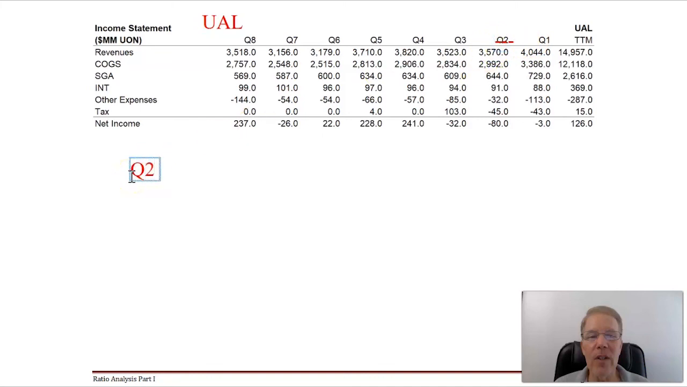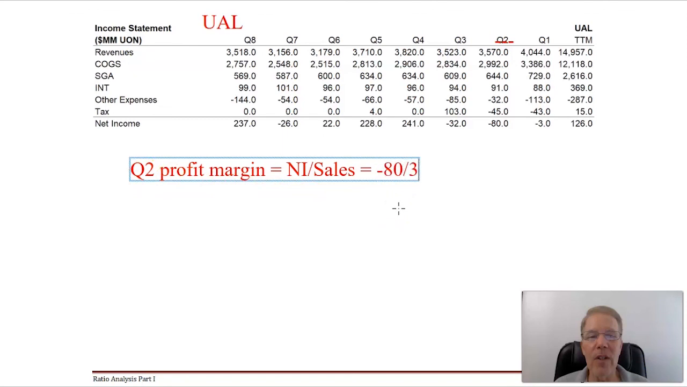So Q2 profit margin equals what? Net income over sales, and that's equal to, where's our net income? Minus 80 over 3570, and that's equal to minus 2.24%. You should always check me on numbers like this to make sure you get the same answer, but I'm quite sure that you will get the same answer. That is correct. Okay, very good.